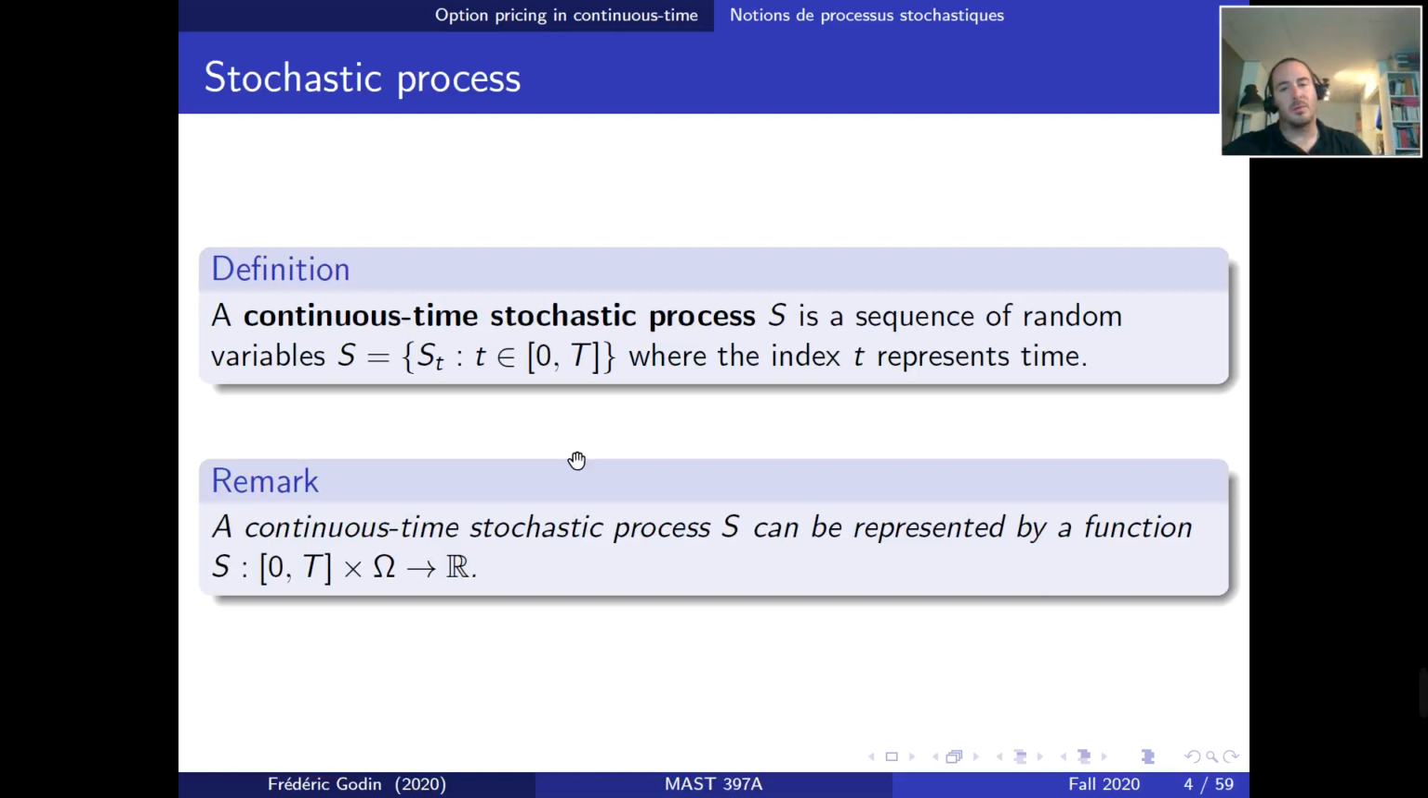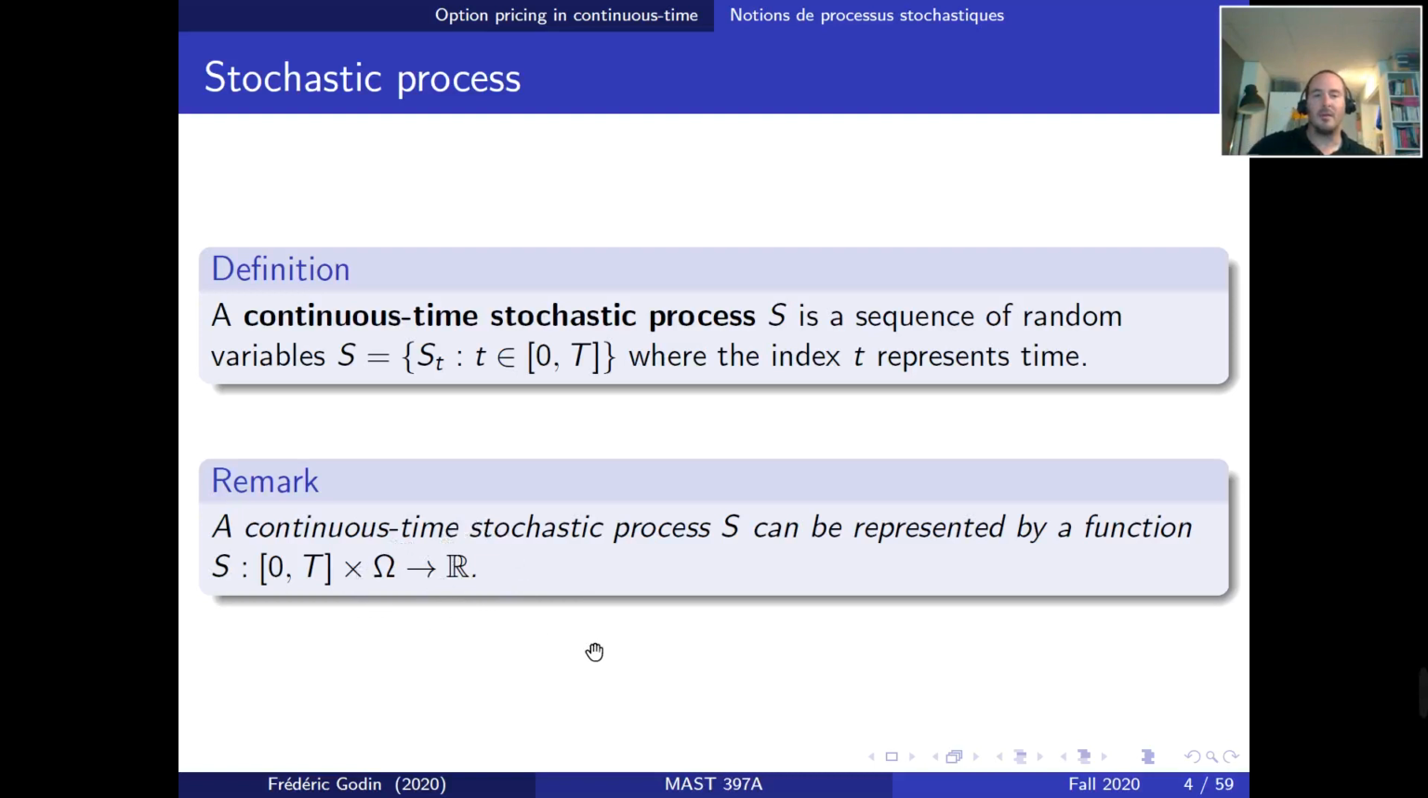A quick remark here: a continuous time stochastic process S can be represented as a function of this form. It's a mapping or a function which takes as an input an element of the interval [0, T], so a time point within this interval, and also takes as an input a random outcome in omega and returns a real number.